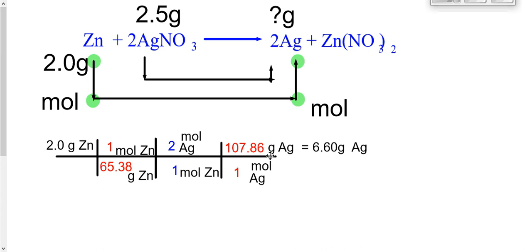Again, you don't have to use a 2 here. The only place we use the numbers from the balancing are in this moles to moles ratio. Multiplying numbers on the top of the line and dividing numbers on the bottom of the line gives us 6.6 grams of silver would be produced if I used up all my zinc. Let's try this now using our silver nitrate as our starting point.